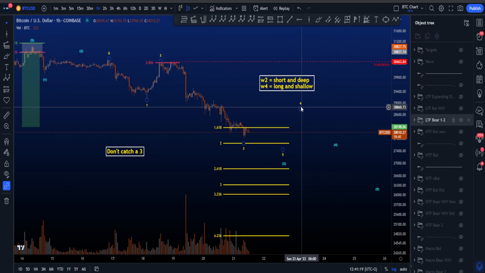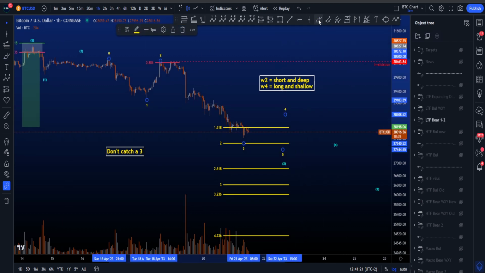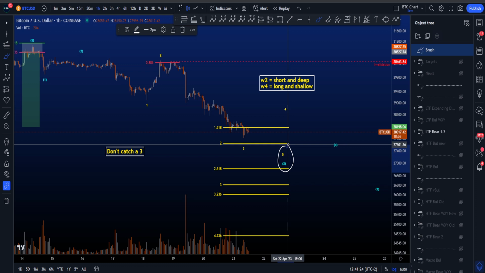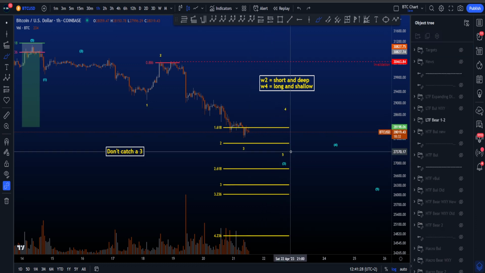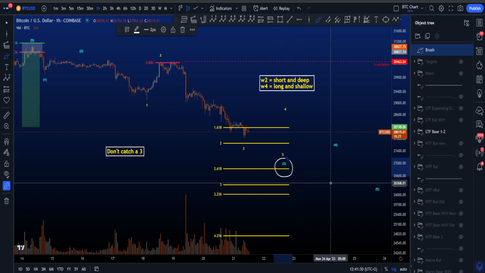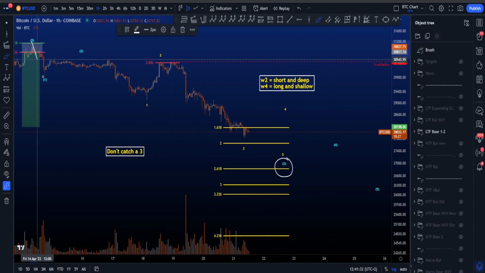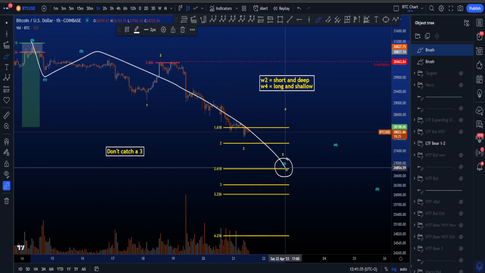Now after this wave 4, we expect another wave 5 to the downside. It is true that the higher wave 4 is going to retrace, the deeper wave 5 can go. Then that is the end of the blue wave 3. So then we have this being a 1, 2. This is then going to be a blue 3.